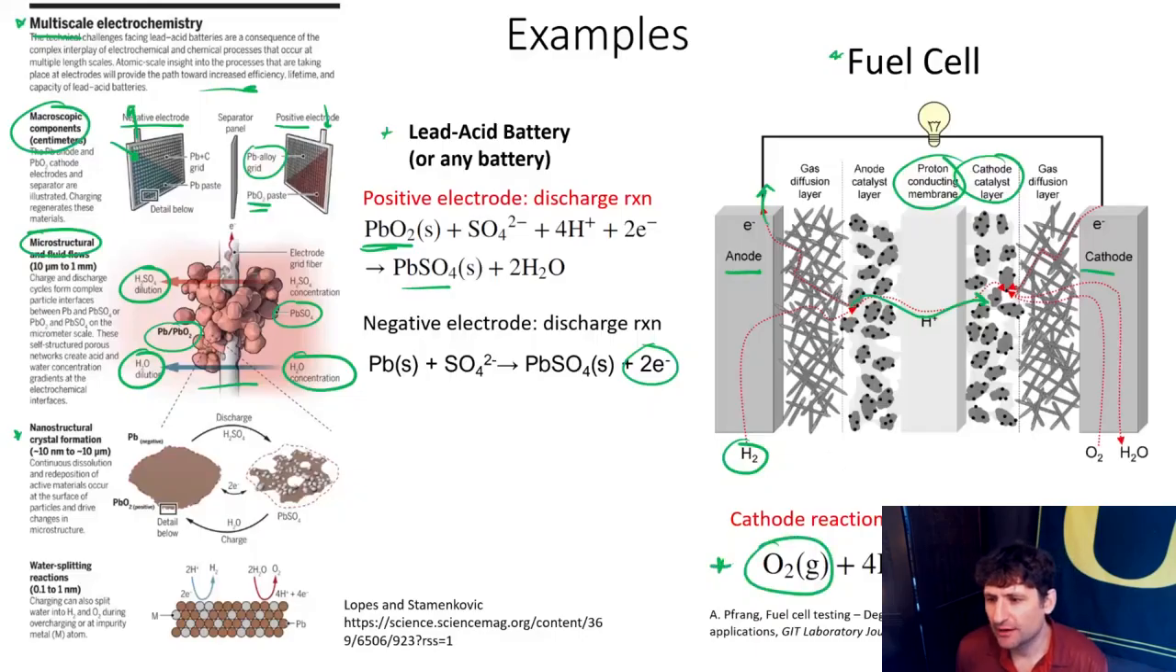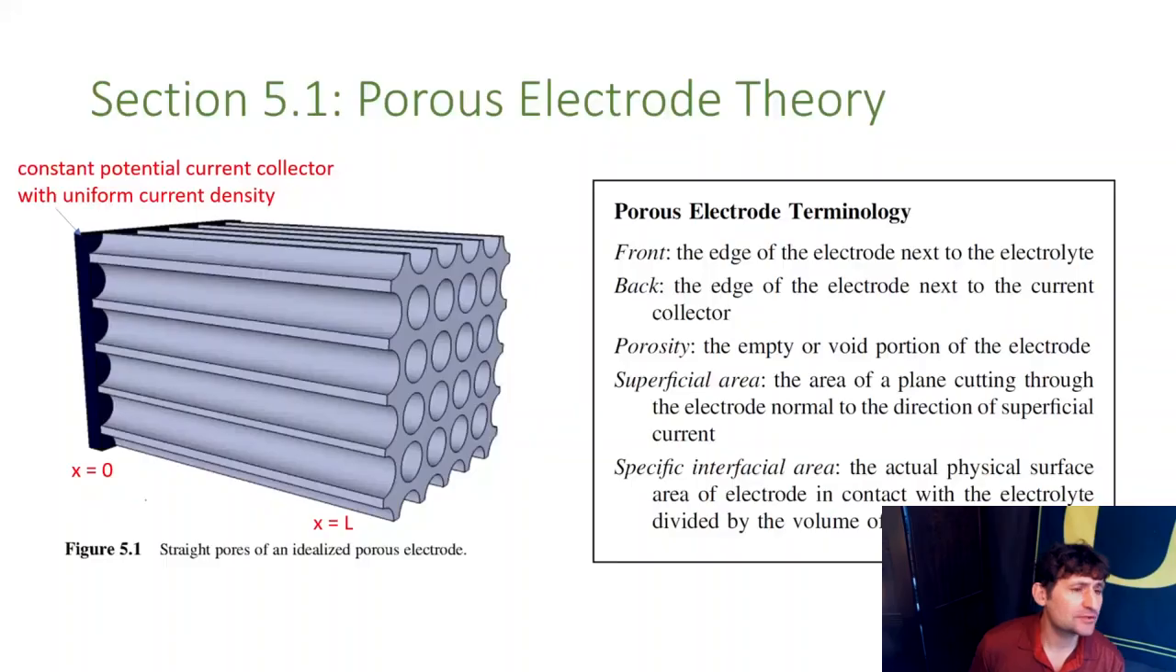In this reaction, you have to move oxygen gas into this porous reaction layer, move protons into the porous reaction layer, and move electrons into the porous reaction layer. So the transport in this three-phase region of electrons, ions, and reactant is very complex. And so we need to understand how to describe that in terms of a porous electrode theory to understand how these devices really function. So let's start with some definitions.